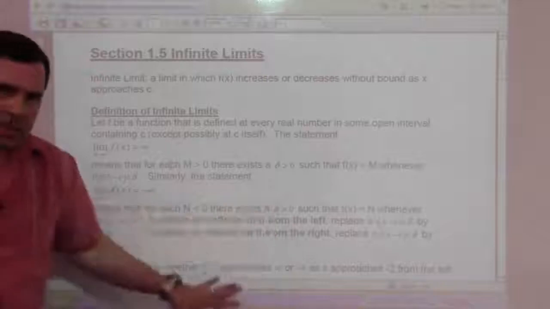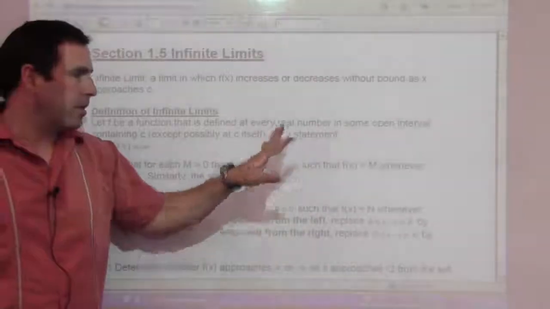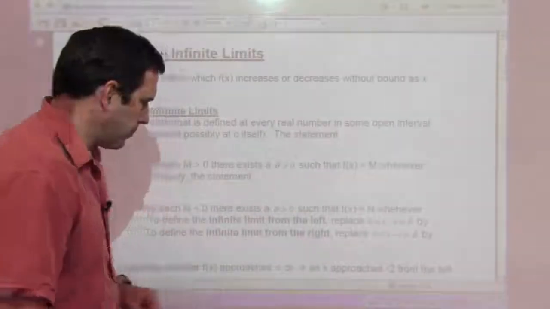This delta stuff, don't stress about it. This is the purest definition of it. I realize not everyone's going to be utilizing that. Don't stress. It's okay.